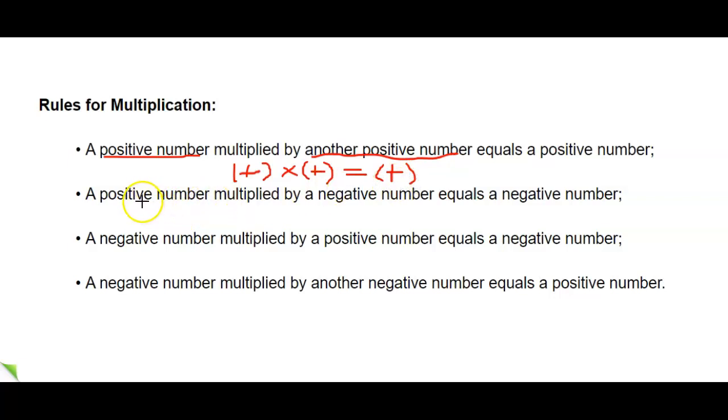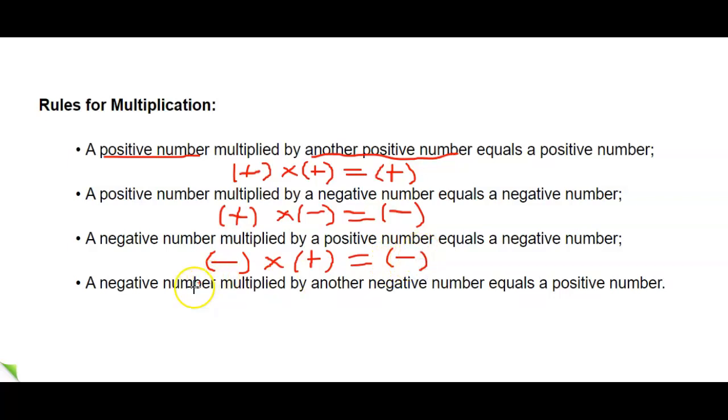The second rule says that a positive number multiplied by a negative number equals a negative number. So we say positive multiplied by negative equals a negative number. Then a negative number times a positive number would give us a negative. Negative times a positive equals a negative.